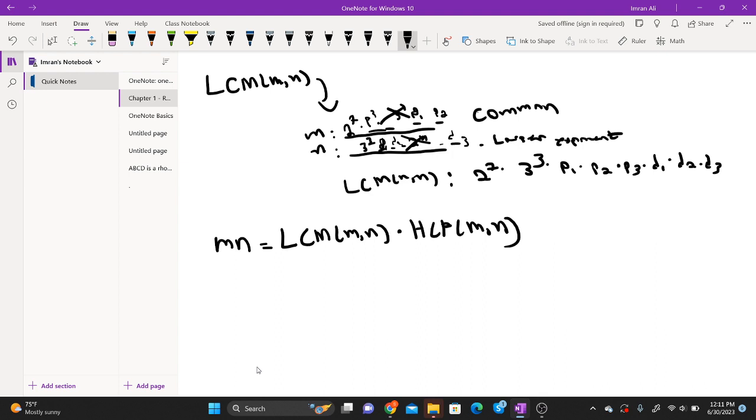This is important because if you have a problem where you have to find the LCM and the HCF of the same pair of integers, then you can just use this theorem to multiply the integers and just find one of these. Usually HCF is quicker and easier to find. And then just divide mn over LCM, or mn over HCF to find the LCM. So let's do some examples.